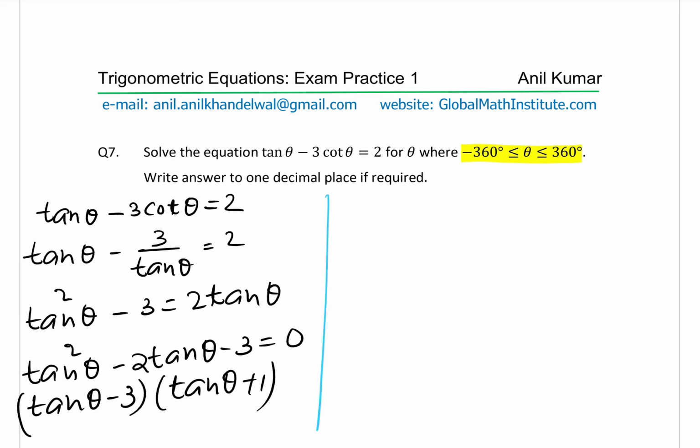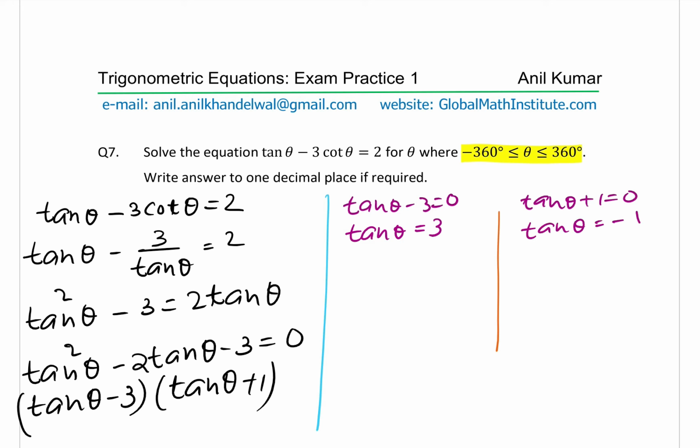So we are working on 2 sets. One of them is tan theta minus 3 equals to 0. That means tan theta equals to 3. So we can find the acute angle. The other one is tan theta plus 1 equals to 0, or tan theta equals to minus 1. Right? So that gives you these 2 solutions.